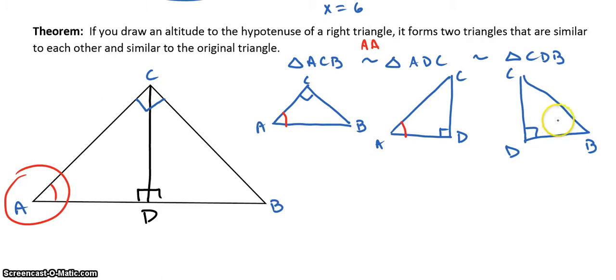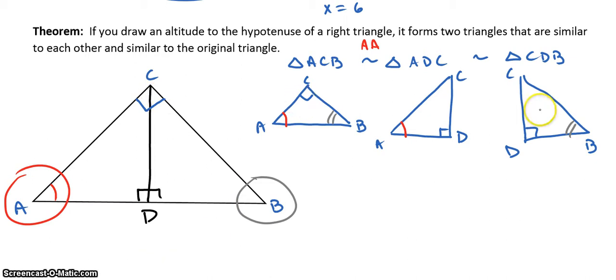Now the same occurs here. Let's look at this first one. C and D match up. Now I want to look at angle B. Angle B, let's use a different color here. Angle B is the same here, and here, regardless if I draw my big triangle, angle B, or my little triangle, angle B.